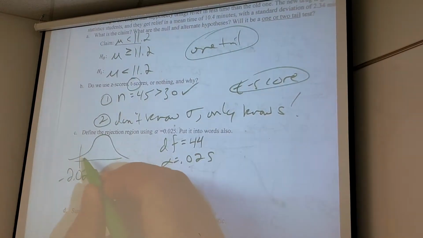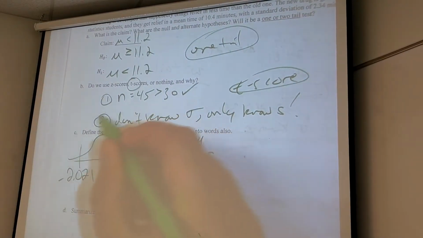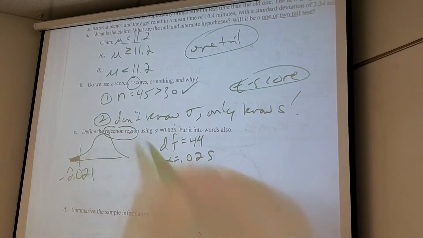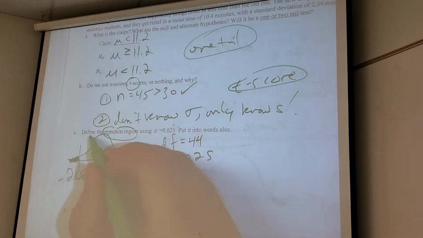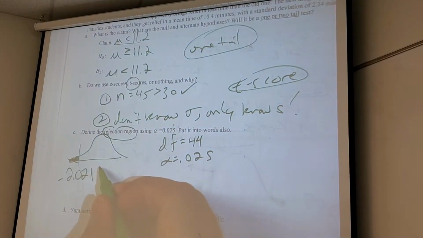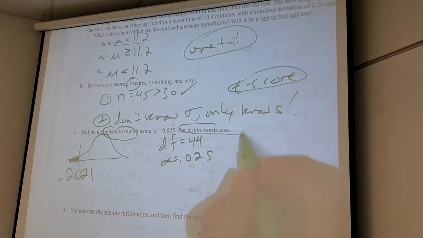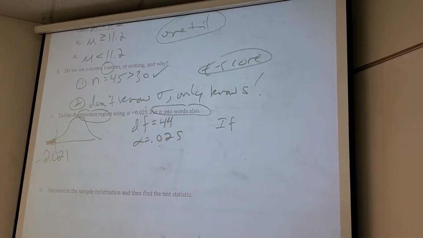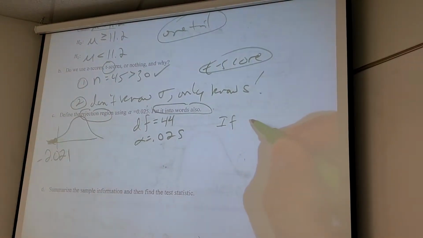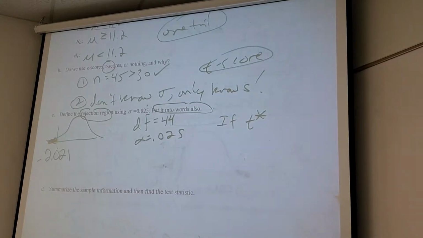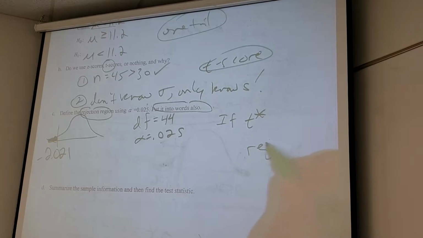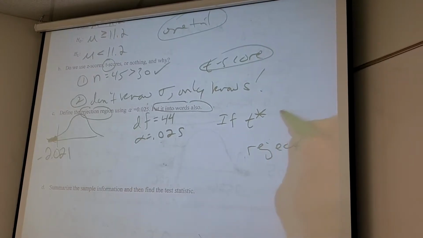And then what do I shade in? Where's the rejection region? In that tail right there, yeah. So that's what it means by define the rejection region. This is visually. And then what's it sound like when it's in words? If, here's where it gets a little bit tricky. If T star, because I'm using T scores, right? If T star is where, then I can reject the null. Yeah, if it's less than.